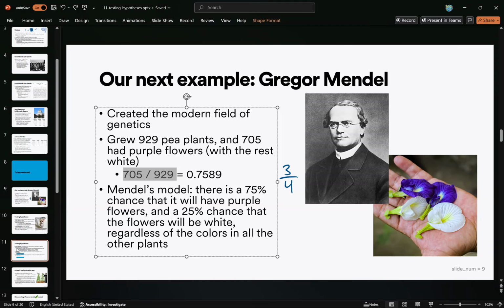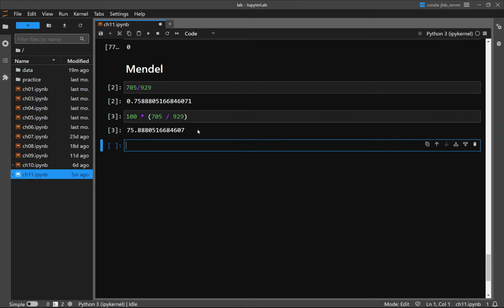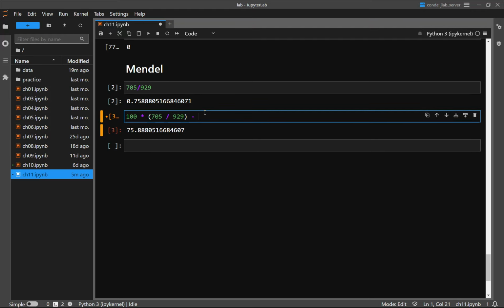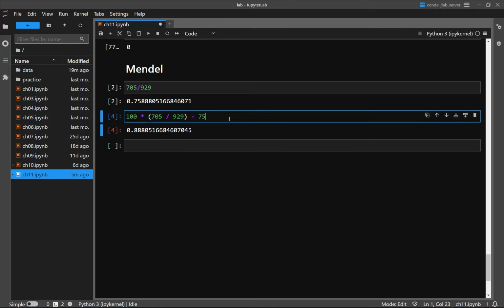What we'll do is this kind of calculation. We're going to get this as a percentage. So that's going to be this times 100, right? So let's do 100 over here. 100 times that. Now it's 75.88%. And then I'll take that and subtract 75 from it and see how close that was. So it's 0.888% away from the model's prediction. Does that make sense? If this was negative, we'd have to also take the absolute value.